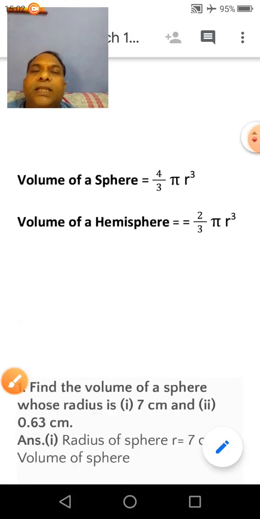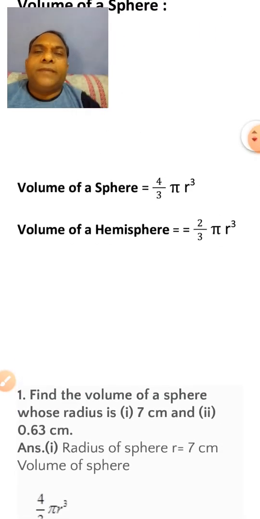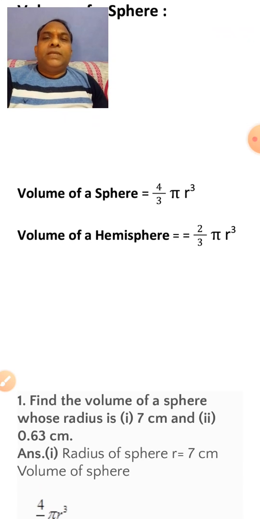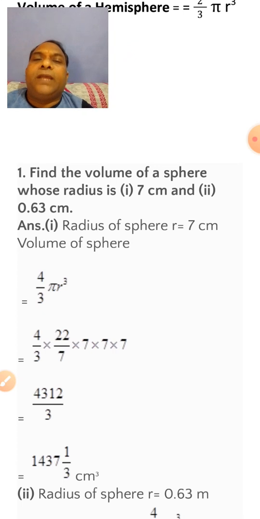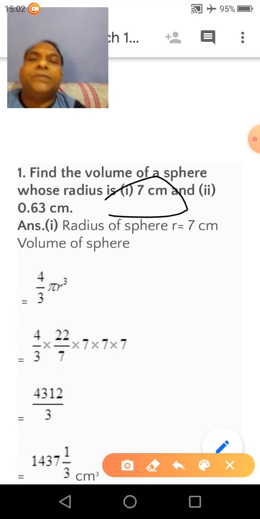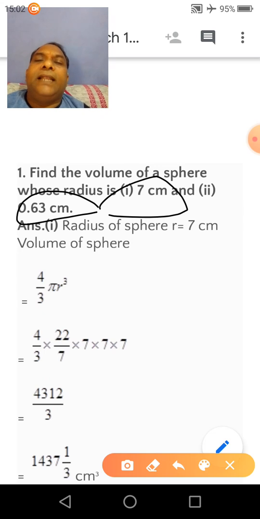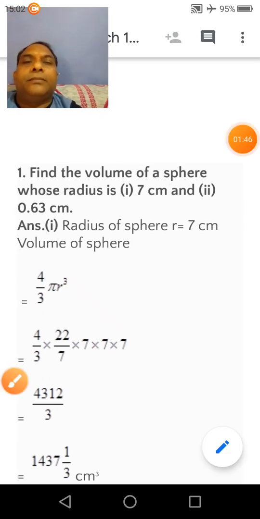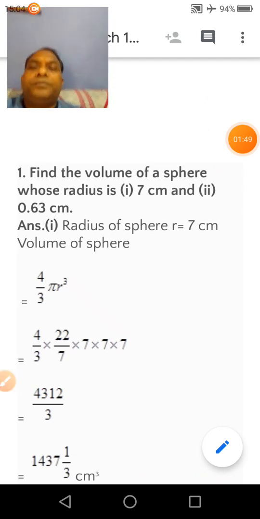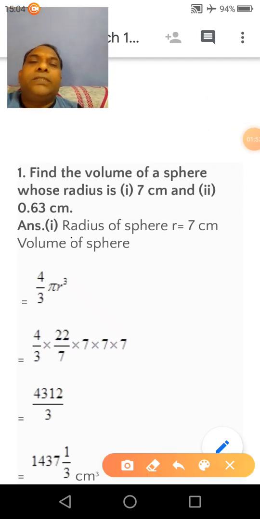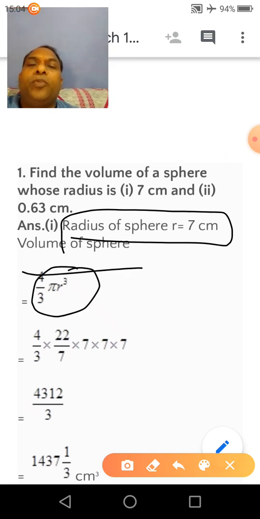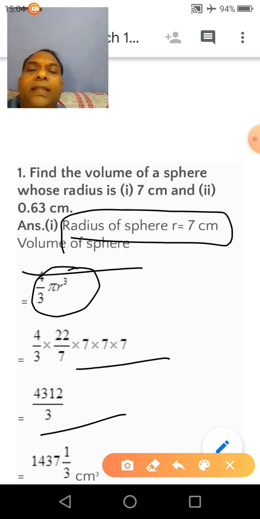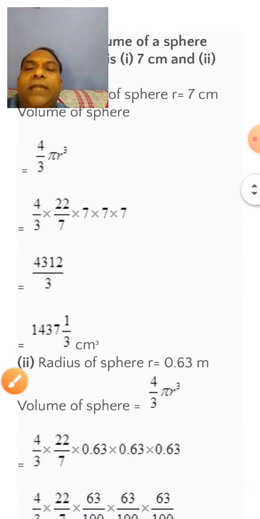Now see the questions related to volume of spheres and volume of hemispheres. So question number 1, find the volume of the sphere whose radius is 7 centimeter, and second part, radius is 0.63 centimeter. Now first part, radius of sphere r is 7 centimeter given. So volume of sphere is 4 by 3 pi r cube. Put the value of pi and r and calculate it. Then you can find volume of the sphere.